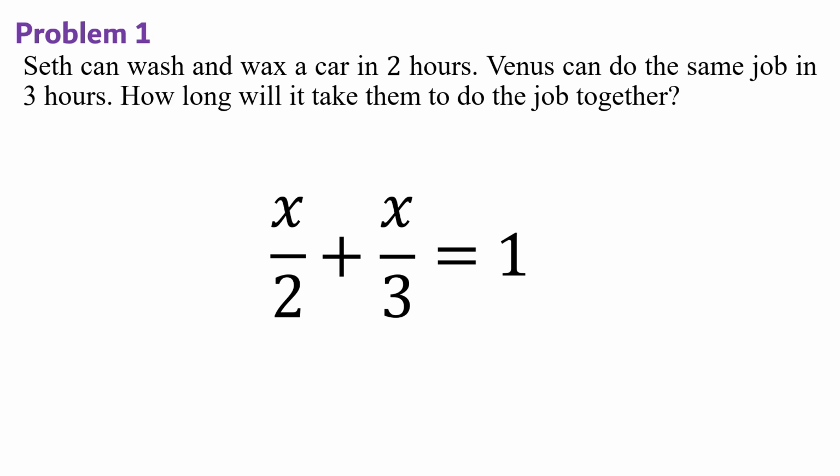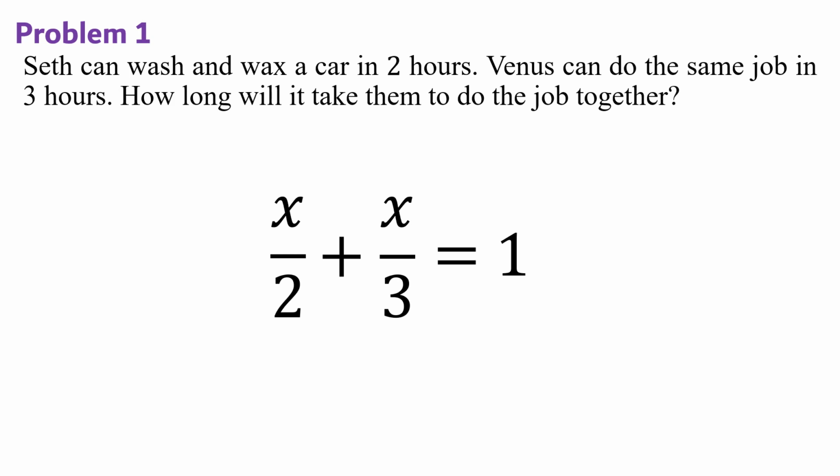So if there are 2 cars, then you put 2, or 3 cars and so on. If it's only half of the car being washed and waxed, it's going to be 1/2 and so on. So here it's not given, so it means only one, the one whole car. All right. So next we are going to solve this.